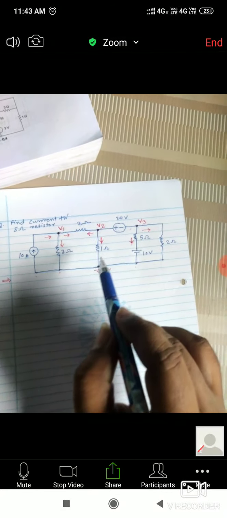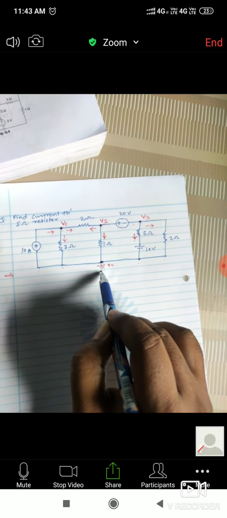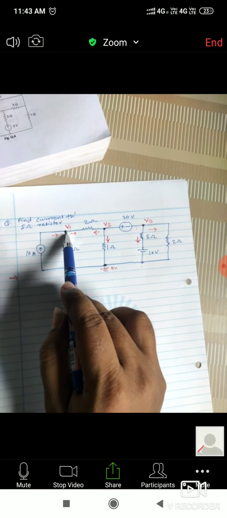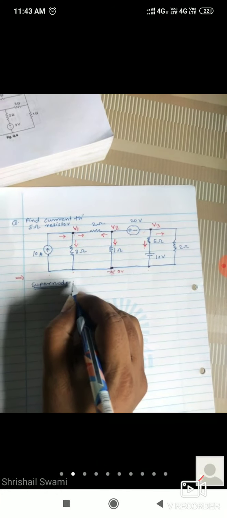Identify the number of nodes, assign one of the nodes as the ground node, and then label the node voltages with respect to ground, that is V1, V2, V3. So step number 3, I will start directly from step number 3. I will write supernode analysis here.